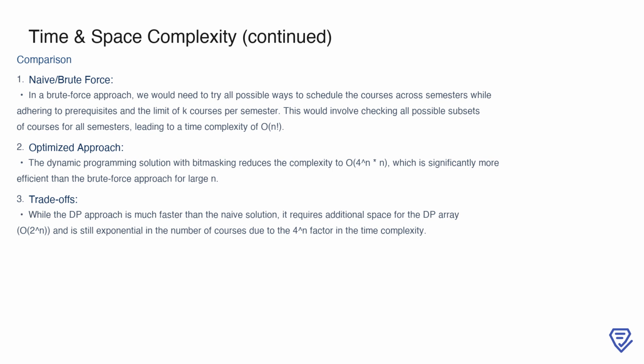However, the trade-off is that the dp method requires additional space for the dp array, which is 2^n, and it remains computationally expensive for large n. This illustrates how the optimized approach balances efficiency and feasibility for the problem's constraints.